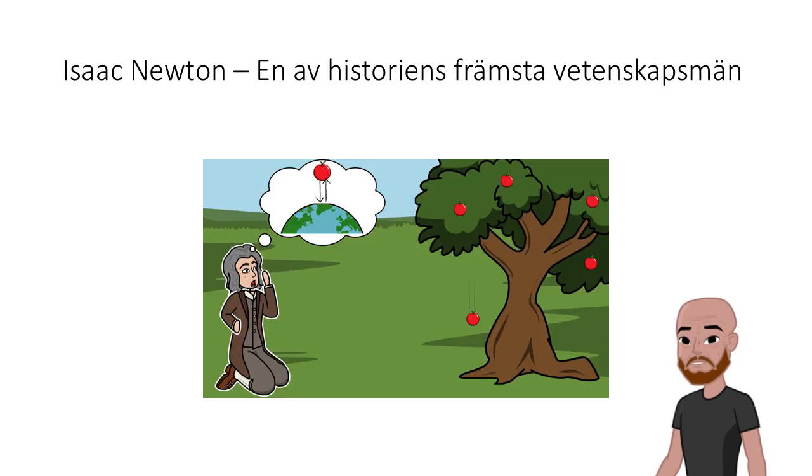Isaac Newton was one of the greatest scientists in history. He lived in the 17th century, and his discoveries changed how we understood the world and the universe. You've probably heard the story about Newton sitting under a tree and seeing an apple fall to the ground. He started wondering, why does the apple fall straight down? Why doesn't it fly sideways or upward? That question led him to investigate forces and motion. He realized there is a force that pulls all things toward Earth's center, a force we call gravity.